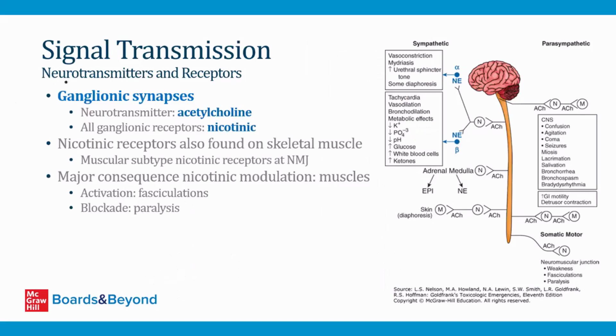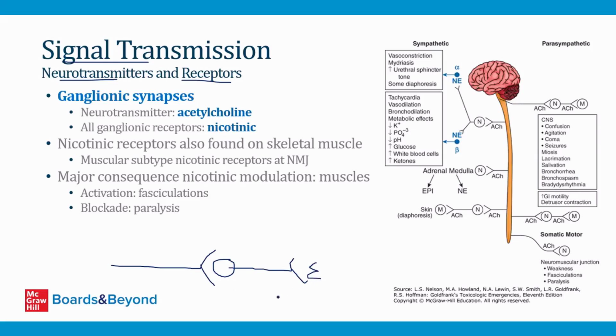Now let's talk about a super high-yield topic, and that is the topic of how signals are transmitted through the autonomic nervous system with a focus on which neurotransmitters and receptors are involved. So remember, the autonomic nervous system always uses two neurons. The first neuron is called the preganglionic neuron. It synapses with the second neuron, which then synapses at the effector site.